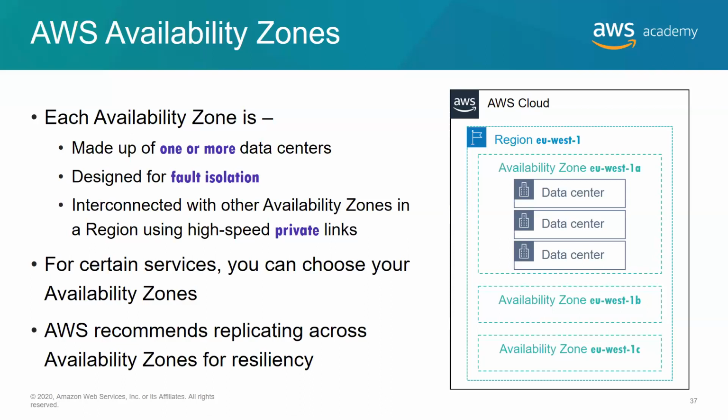So inside the region, we're going to have an availability zone. What is there in an availability zone? An availability zone contains your data center. All availability zones contain data centers designed for fault isolation, right? Each and every availability zone is connected with a high-speed private link, right?